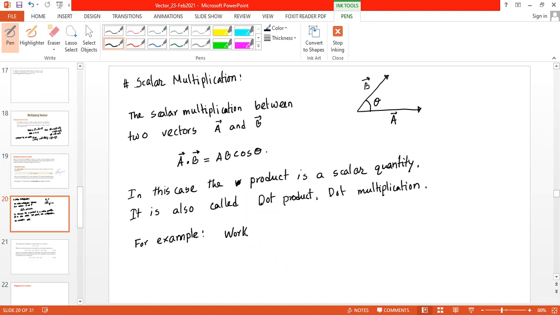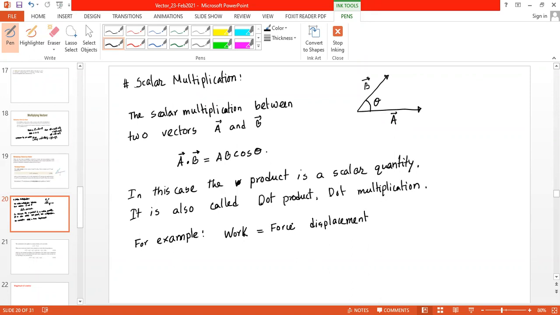Work is basically a multiplication of, in normal sense we say work is equal to what? Can you say what is that? We call it force times distance or displacement, right? Basically, work is a multiplication of force and displacement.